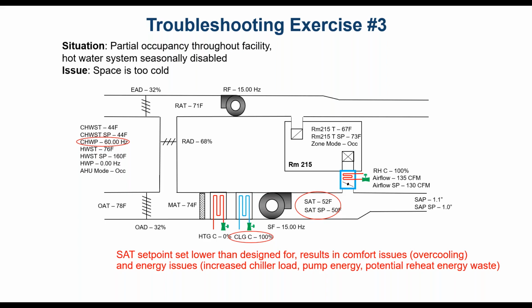And if the boiler system had not been disabled, we would have had a lot of reheat energy wasted as well. What do I mean by that? I mean, we would have been paying to cool down the air to, say, 52 degrees Fahrenheit, and then we would have been paying to warm it back up to keep the space temperature at set point. Now, the hot water system is disabled in this case, so reheat energy waste is not necessarily a thing here, but as you can see, it could be.